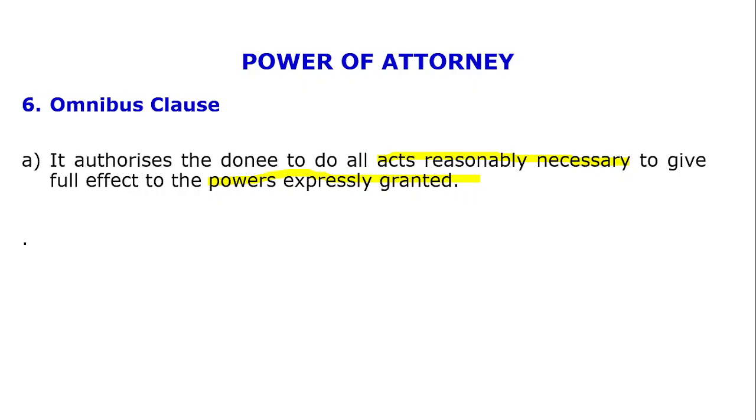But if you go ahead to borrow a loan so that you can buy the land, you are going to create another transaction entirely. So by obtaining a loan for the purpose of purchasing the land, you have gone outside of the scope of what you could have done to reasonably give full effect to the powers expressly granted. So the purpose of the omnibus clause is just to say, even if I did not mention that you can do this, if you do it, it is so that the power I've given you can be achieved. So let's look at how this is to be drafted.